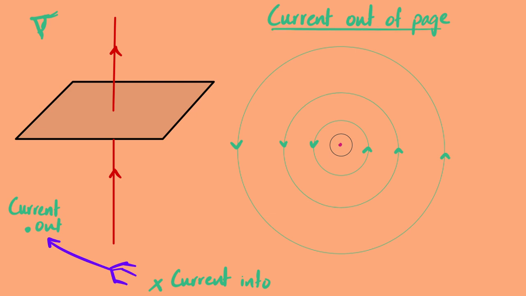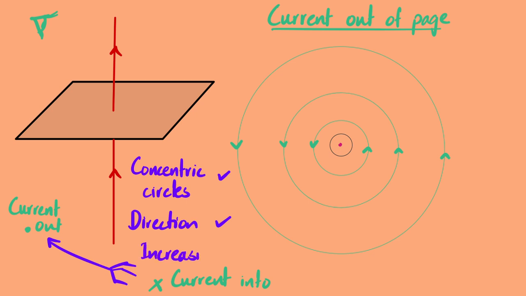So again, these are the check boxes that you must be ticking off, which is concentric circles. Concentric means circles with the same center. So concentric circles, done. The direction of the arrows that we got from the right hand grip rule, done. And then increasing distance between the circles, increasing spacing, done. Right, so that's how you draw field patterns for isolated current carrying conductors.